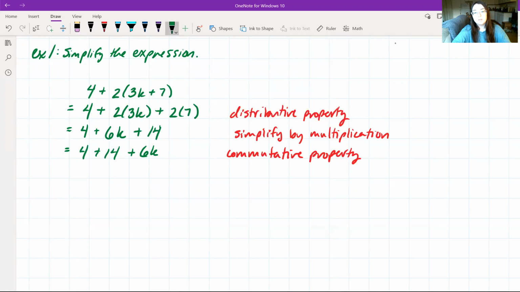So now that we have our 2 constants being added to each other in order, plus our final term 6k, we can go ahead and add 4 and 14 to get 18 plus 6k. And since we can't combine 18 and 6k, this is our final answer. So all we did was simplify. And our simplified expression is 18 plus 6k.